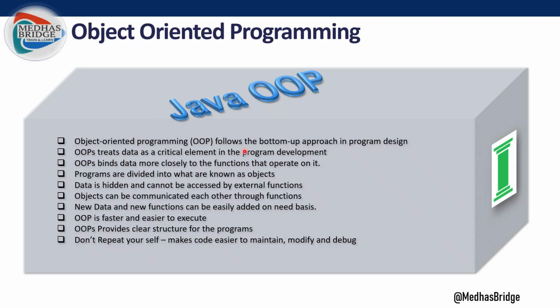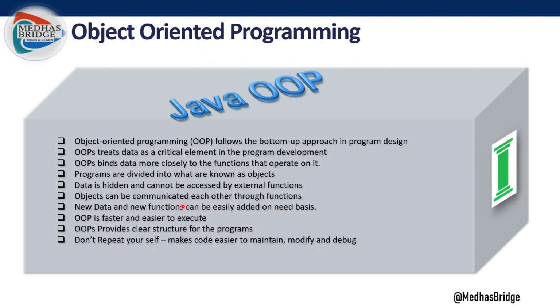Object-oriented programming follows the bottom-up approach in program design. OOPS treats data as a critical element in program development. OOPS binds data more closely to the functions that operate on it. Programs are divided into what are known as objects. Data is hidden and cannot be accessed by external functions.